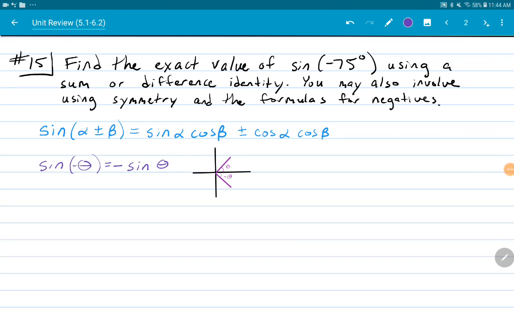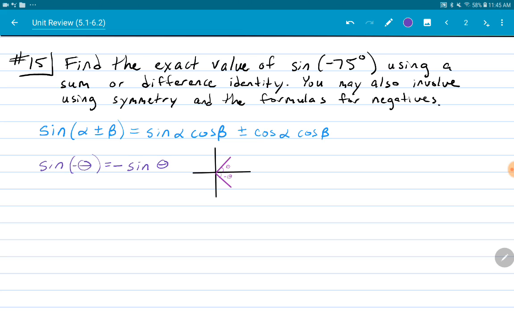In this question, we're going to use the sum or difference identity and possibly the symmetry identities to find the exact value of sine of negative 75 degrees. Using the sum or difference identities, we need to find two angles that are on the unit circle that we can stick in for alpha and beta into our identity. We could use either addition or subtraction. There's a lot of different options here.